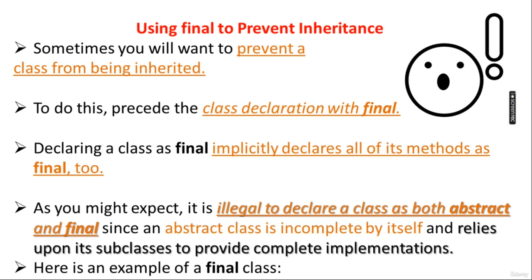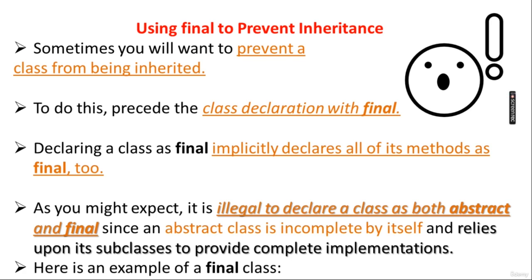Implicitly, methods will also be final. As you might expect, it is illegal to declare a class as both abstract and final, since the abstract class is incomplete by itself, and it relies upon subclasses to provide complete implementation. You cannot write one class both abstract and final.